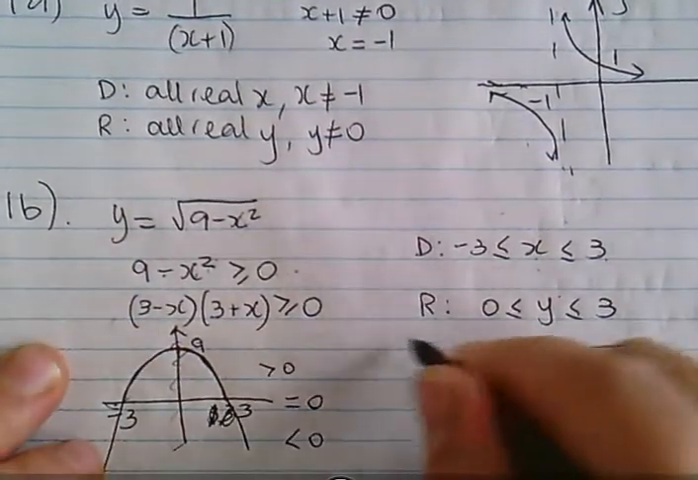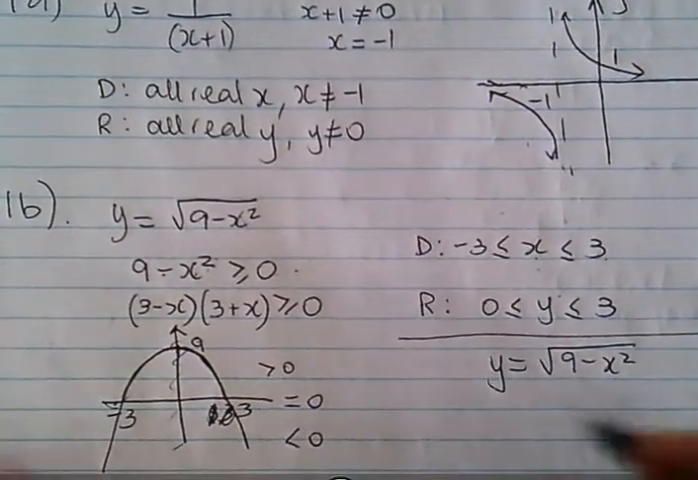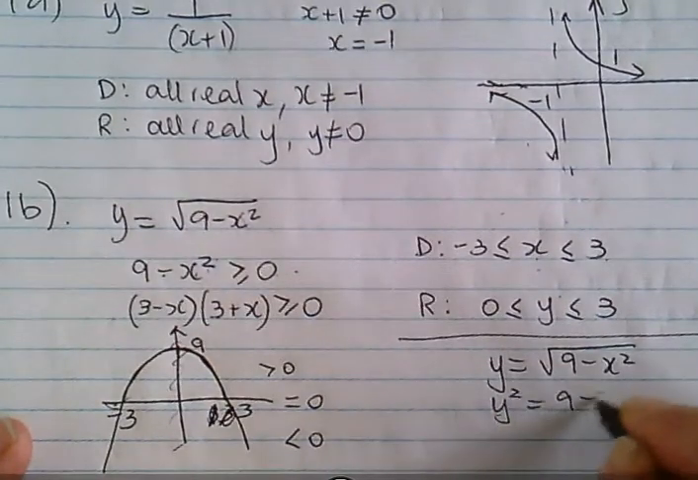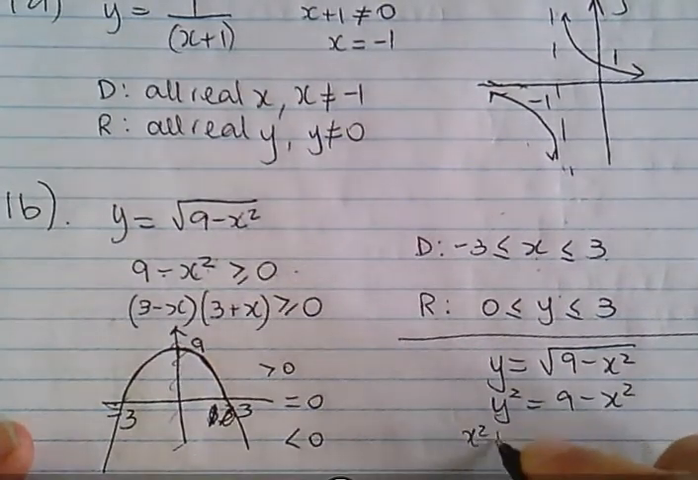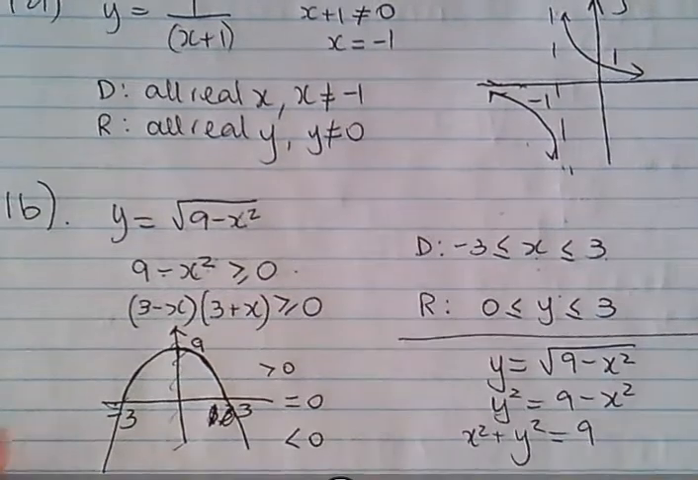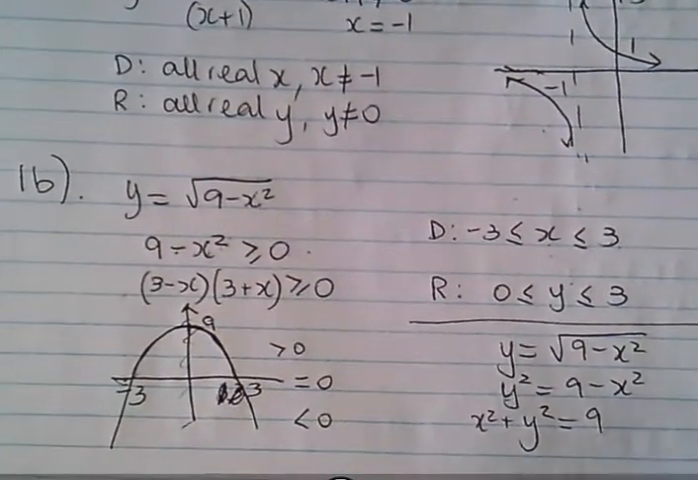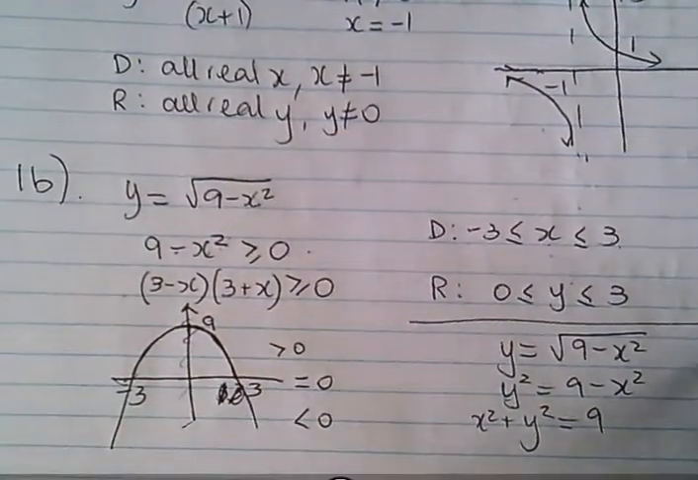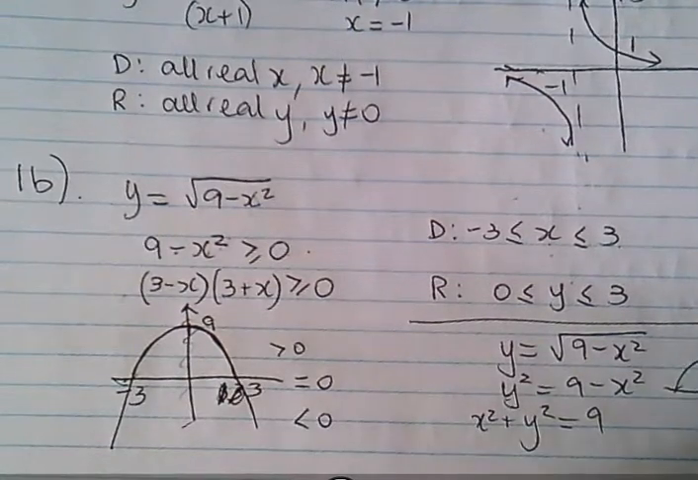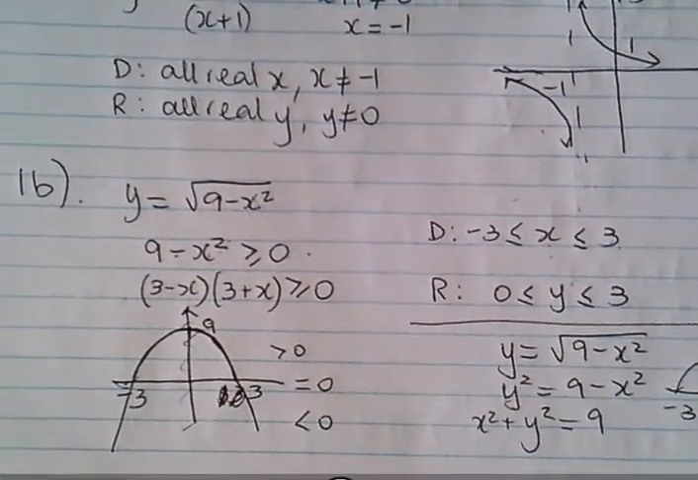Do you remember the other way of doing it? What could you do to both sides? Square both sides to say, where did this come from? And then you would say, that's right, that's a circle. That's a semicircle, top half. And then you could draw a semicircle, radius 3, top half, and then you've got everything there.